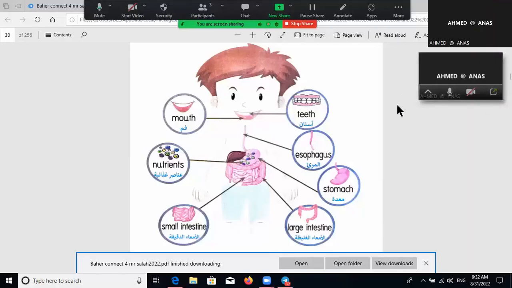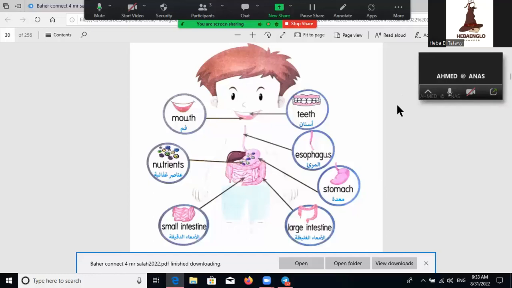Lesson 2 is about the digestive system. The word digestive comes from the verb digest. Digest means to absorb the food. Like when you grow a plant, you water it.